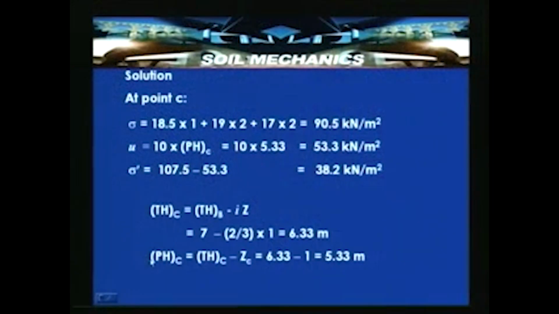Now the pressure head available at point C is equal to the total head at C minus the elevation head at C. The elevation head at C is 1 meter. By subtracting 1 from 6.33, we get 5.33. So, that is how we determine the pore water pressure at C when the flow is taking place from B to A, and C is 1 meter above the datum.